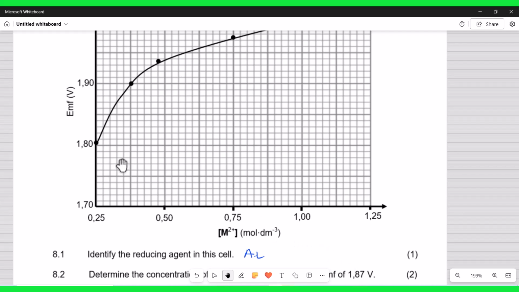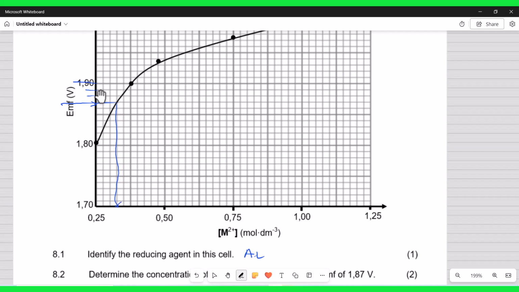Okay, so here we're looking for 1,87 volts. So this is 1,80, 1,81, 1,85, 1,86, 1,87. Okay, and this one here is 1,90, 1,89, 1,88, 1,87. This is what we're looking for. So we go on the graph this side, then when we go down here, you're going to find the concentration we are looking for. It must be this value here.